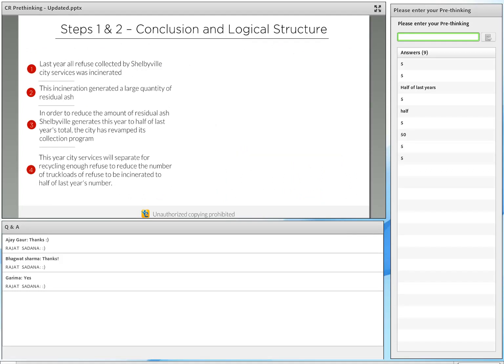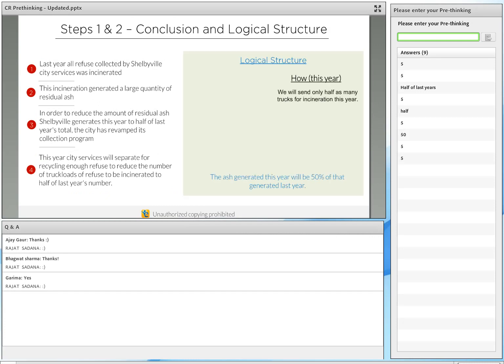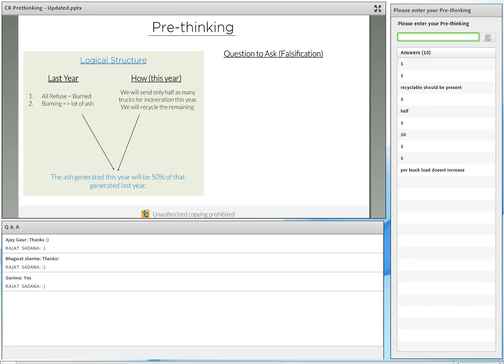If I'm only going to send half as many truckloads, then what's the only condition that needs to be true? Here's a logical structure. You guys can see this. Last year, all refuse was burned, and that generated a lot of ash. This year, we're going to send half as many trucks for incineration. And the conclusion that we want to really prove is that the ash generated this year would be half of what it was last year.